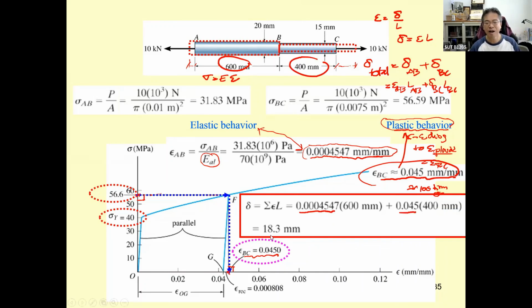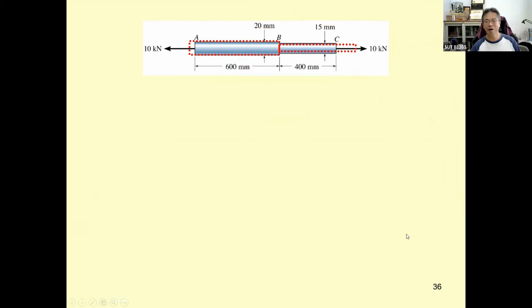You get 18.3 millimeter. So the L prime is going to be 600 plus 400 plus 18.3, so it's going to be 1018.3 millimeter. That is going to be the L prime. Okay, from 1000 to 1018.3.